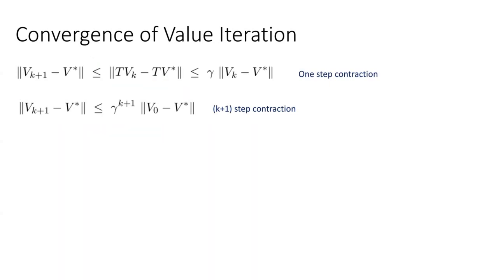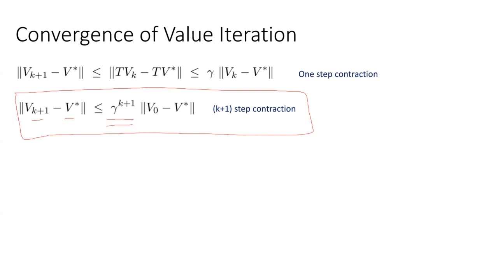After k plus 1 steps, I can argue that the norm of v_{k+1} minus v star is less than or equal to gamma to the power k plus 1 times the norm of v naught minus v star. What does it mean? Assume that v naught minus v star is bounded, a finite number. Gamma is a discount factor which is less than 1. So as k tends to infinity, this quantity goes to 0, which means that your RHS goes to 0, which means that your LHS will go to 0, which means that your vk will converge to v star.